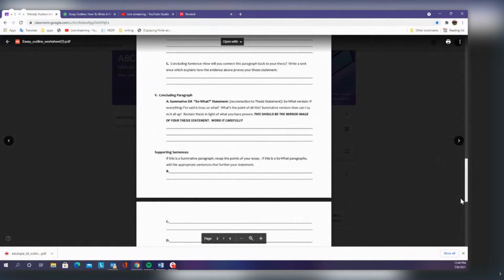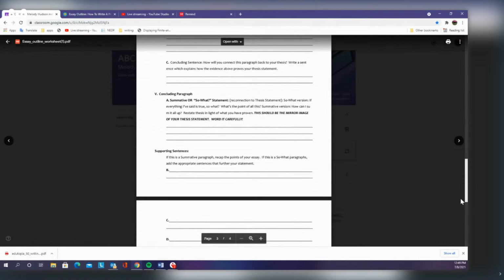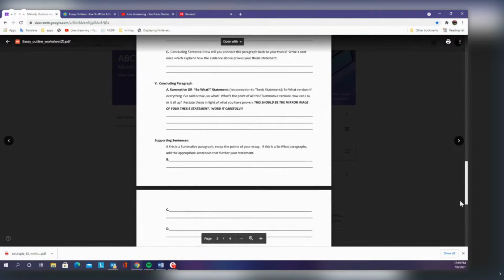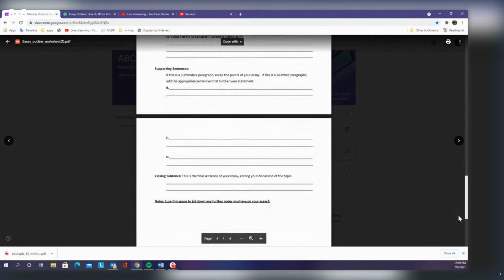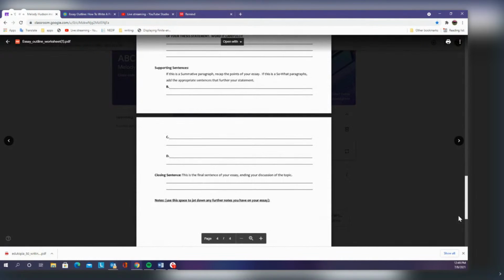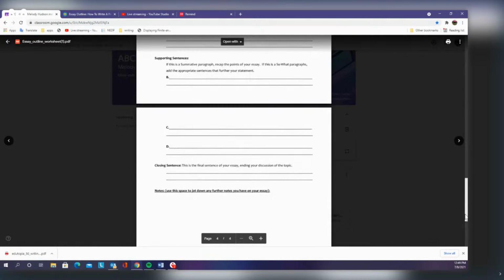If this is a summative paragraph, recap the points of your essay. If this is a so what paragraph, then add appropriate sentences that further your statement. And then you have the closing sentence where you're just going to end the topic. And beginning and ending has to be done so gracefully. And we'll go further into that.